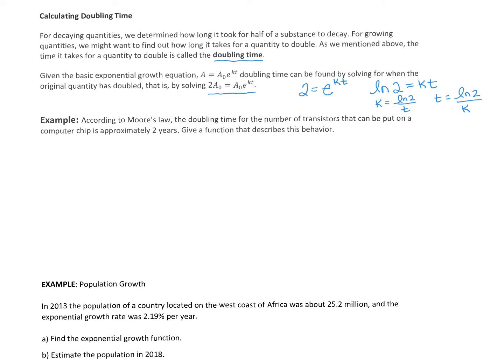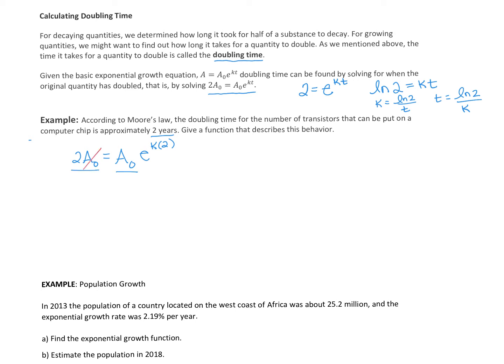Here's our first example. According to Moore's law, the doubling time for the number of transistors that can be put on a computer chip is approximately 2 years. Give a function that describes this behavior. So again, we're going to start with 2a sub 0 equals a sub 0 e to the k times 2, because we know that it's 2 years for the initial amount to be double the initial amount.